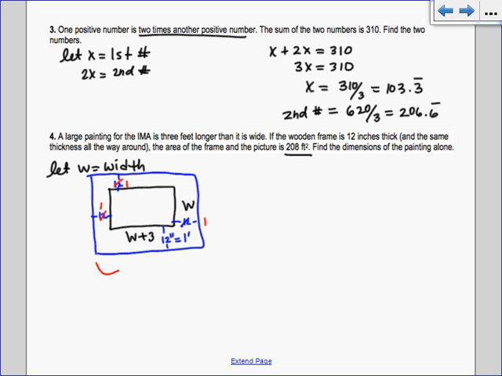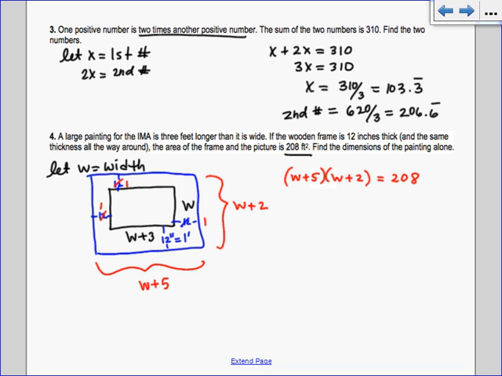So when I talk about the whole length and the whole width of the frame, it's not just W plus 3 and W. I've now added 1 foot on each side. So instead of having W plus 3, I'm going to have W plus 5 because I add 1 on the right and 1 on the left. Instead of having W, I'm going to have W plus 2 because I add 1 on the top and 1 on the bottom. So the area of the whole frame, with the picture inside, is going to be W plus 5 times W plus 2, and that has to equal 208.